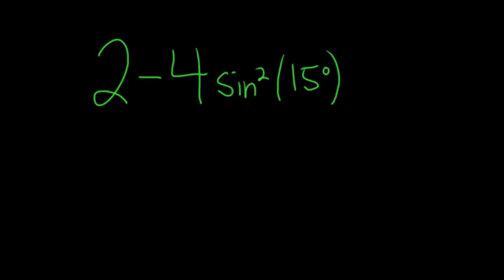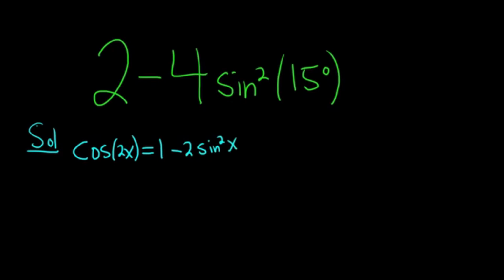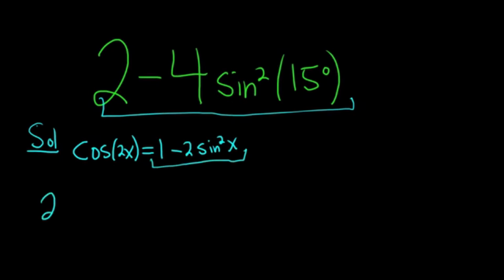Write as a single trig function or number in exact form. Solution. So in this problem, we have to use one of the double number identities. So the one we'll use is the one that has a sine squared. So cosine 2x is equal to 1 minus 2 sine squared x. So we'll start the problem by writing down the original question and then making it look like this identity. So I'll rewrite the original question. So 2 minus 4 sine squared of 15 degrees.